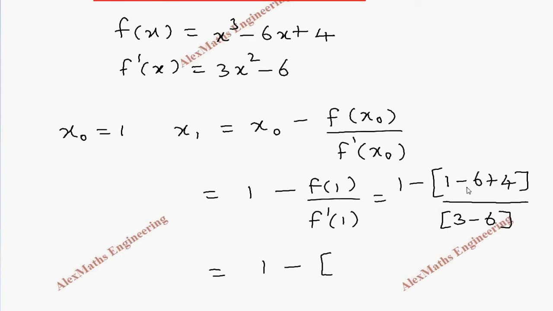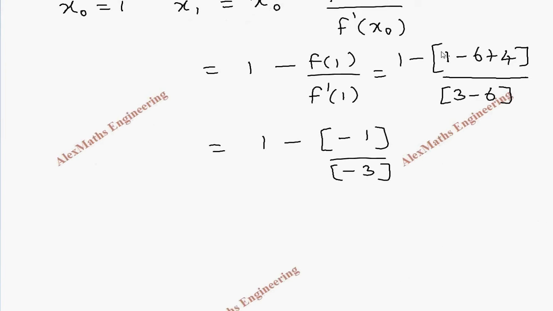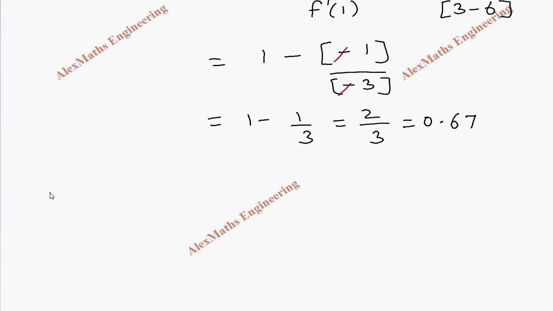1 minus, here in the numerator it is minus 1 and in the denominator it is minus 3. So we can cancel both the minus signs. So finally it is 1 minus 1 by 3. After taking LCM it is 2 by 3. After division it is 0.666. So when we round off to 2 decimal places, 0.67. So we got x1.